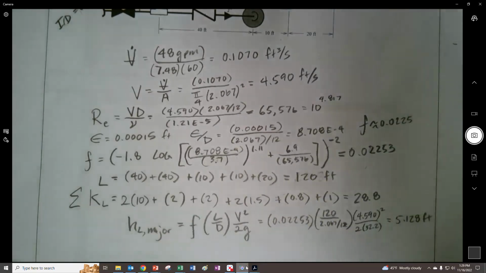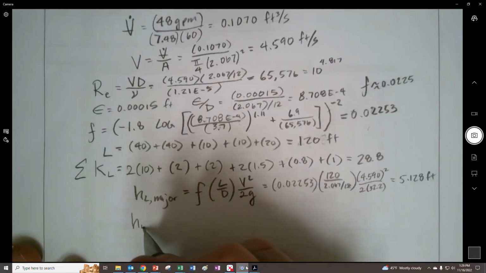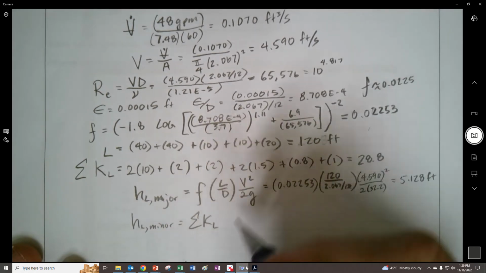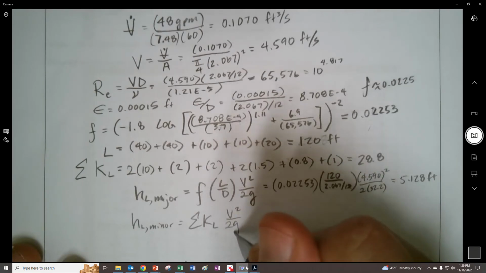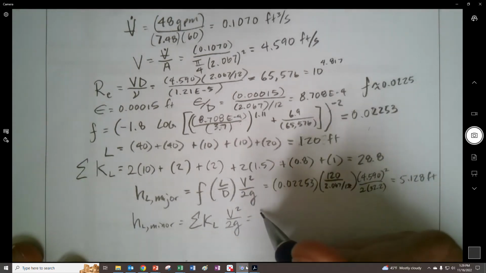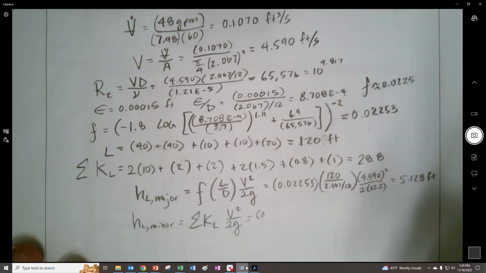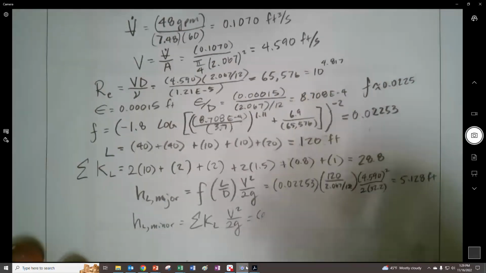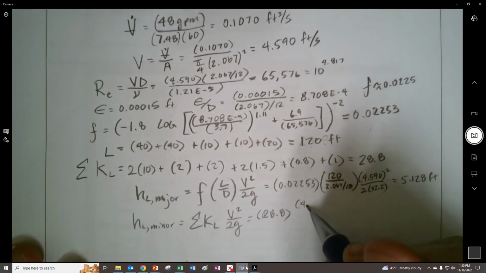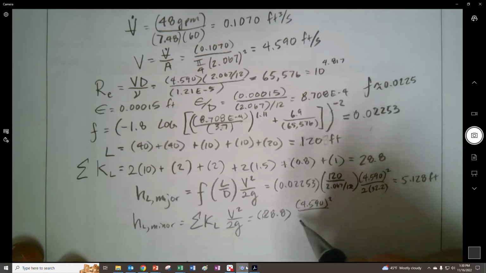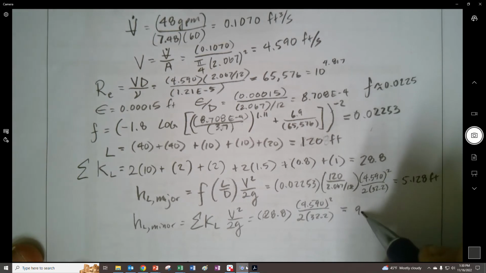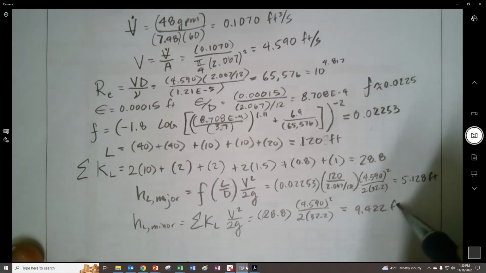And then we can find the minor losses. That's going to be the summation of all the KLs times V squared over 2g. We note that we could have just added these two together and multiplied it, but I wanted to compare them. So the KLs are 28.8, and then our 4.590 squared over 2 and 32.2. And what we end up with is 9.422 feet of head loss.